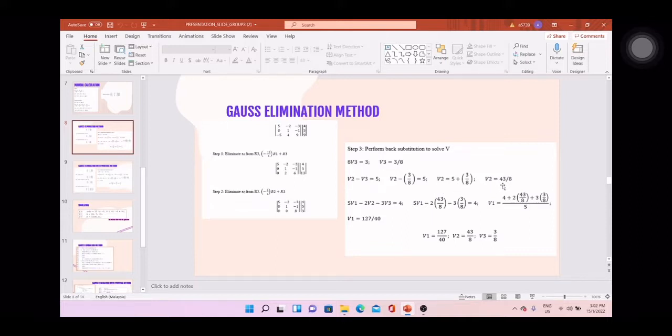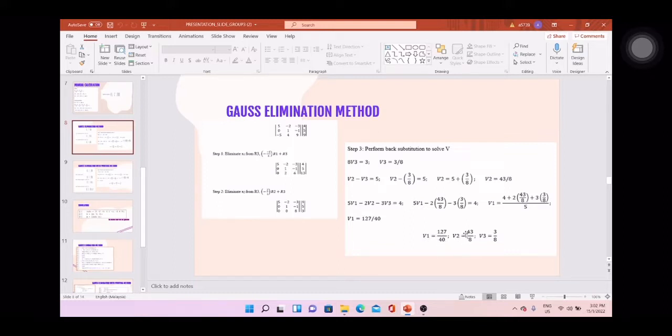V2 equal to 43 over 8. 5V1 minus 2V2 minus 3V3 equal to 4. 5V1 minus 2 times 43 over 8, negative 3 times 3 over 8 equal to 4. V1 equal to 4 plus 2 times 43 over 8 plus 3 times 3 over 8, over 5. So we get V1 equal to 127 over 40.